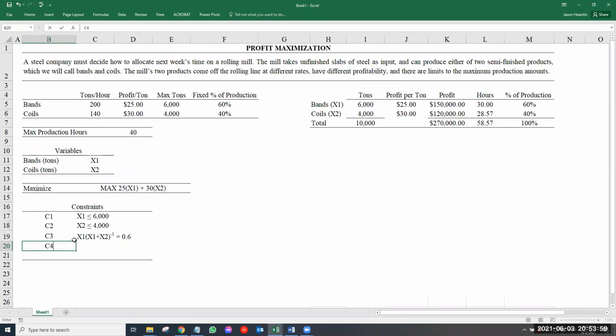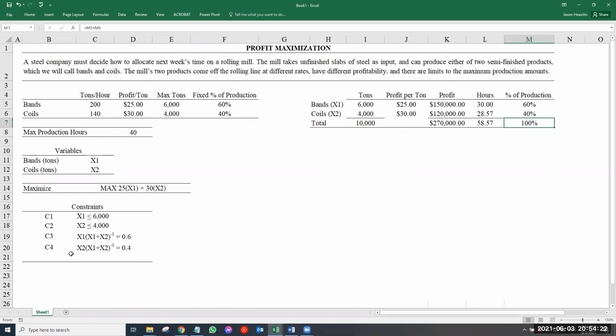And we'll do the same for X2. So coils, which is X2, cannot exceed the 40%. And again, that formula you see there is representing the same thing we have here, except that here we already had the total of both of them together with 10,000.